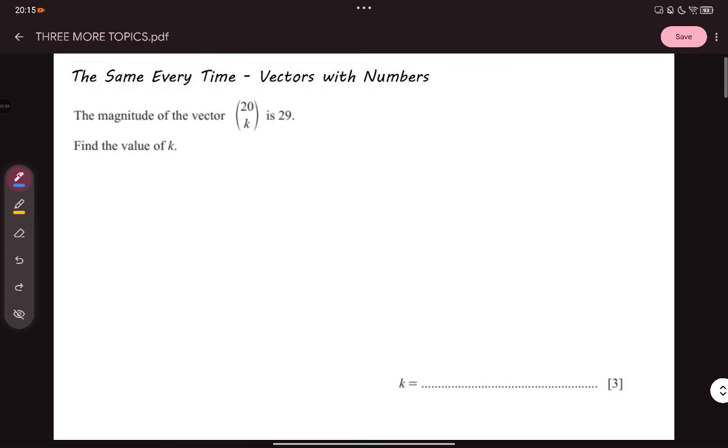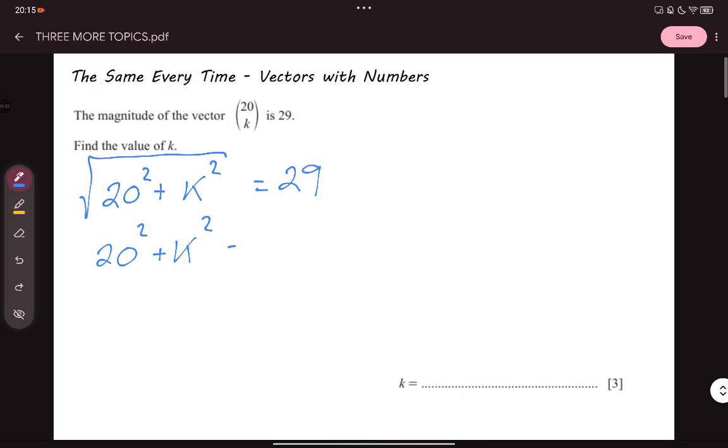If I was working out the magnitude of the vector, I would start with 20 squared, and then I would do the bottom number of the vector squared, which is k squared, add them together, square root. That's how you find the magnitude of a vector, and they tell me that the magnitude is 29. So everything on my left-hand side is square rooted. So I can move my square root to the other side, and it becomes the opposite of square rooting, which is squaring. So 20 squared plus k squared equals 29 squared.